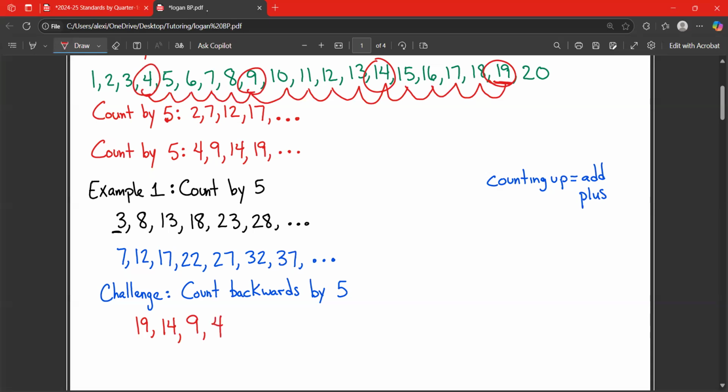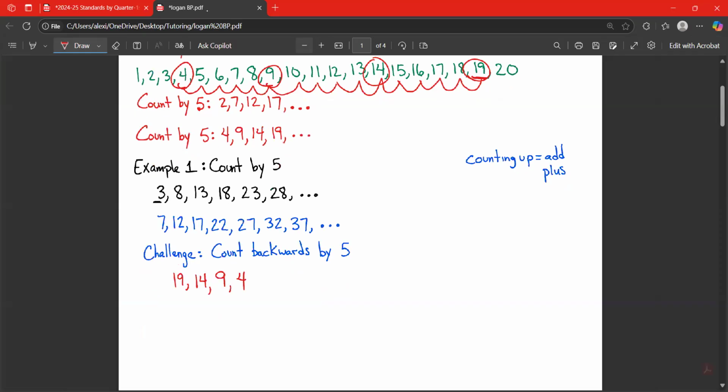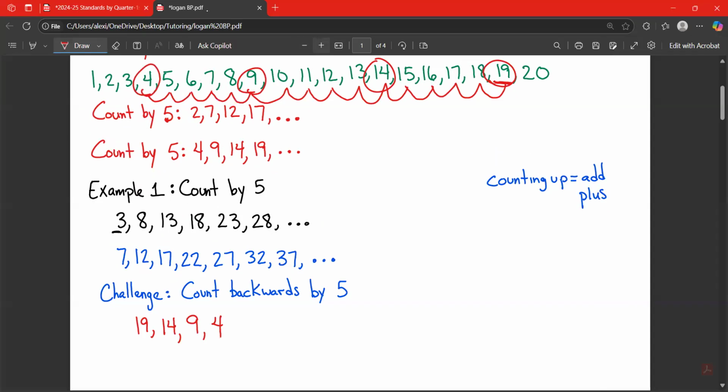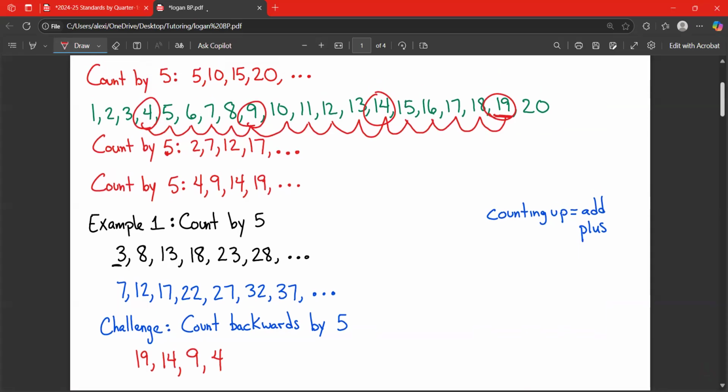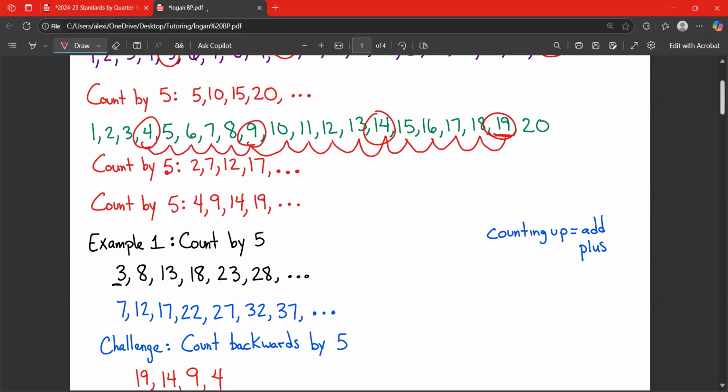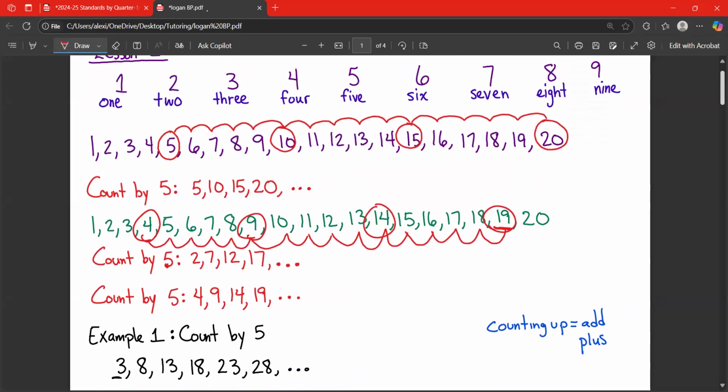So this is counting backwards by 5s. 19, 14, 9, 4. And then you have to stop. So there's no dot, dot, dot. Okay, so let's recap. That means let's go back over what we did. If you're writing, go ahead and stop writing for a moment because I'm about to slide up, but make sure you can go back and pause the video if you need to, okay?